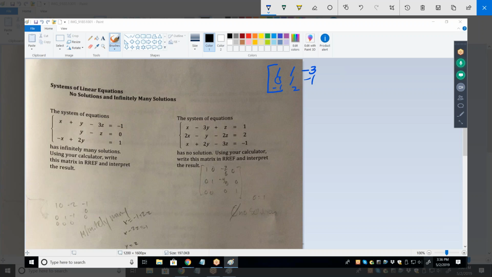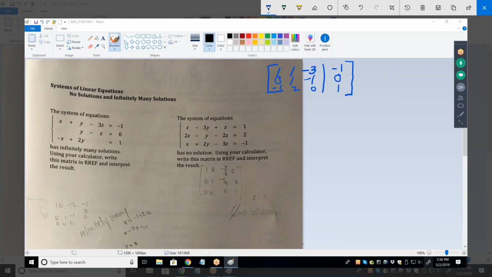So you're putting down the coefficients. Exactly. And then I'm putting down the constant. That line indicates that we have an augmented matrix, and an augmented matrix has that line in it, which are basically the coefficients and the constants of any system of equations.